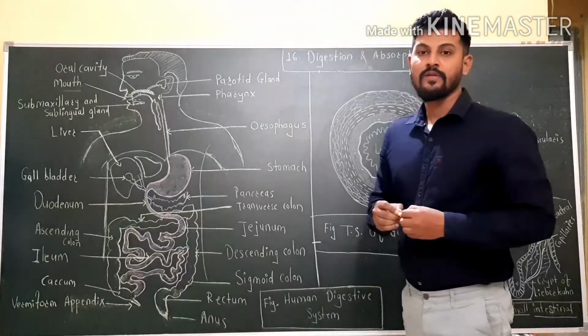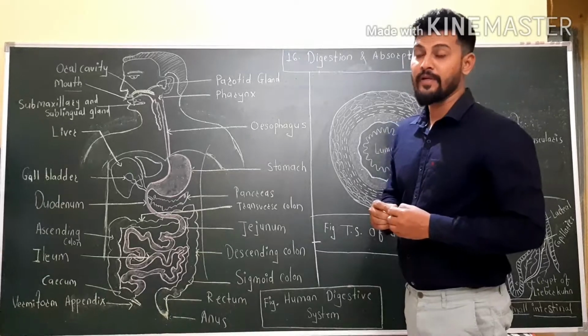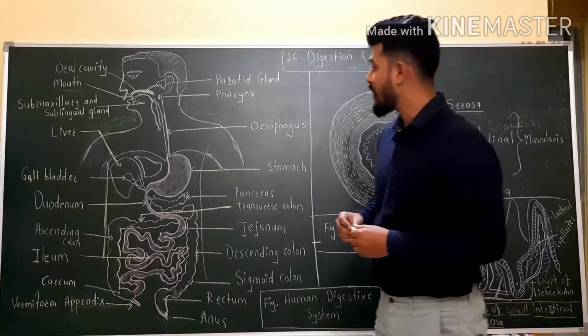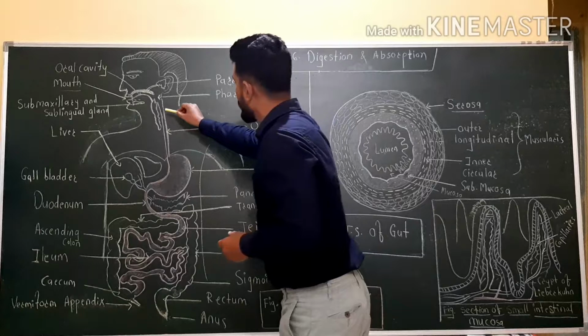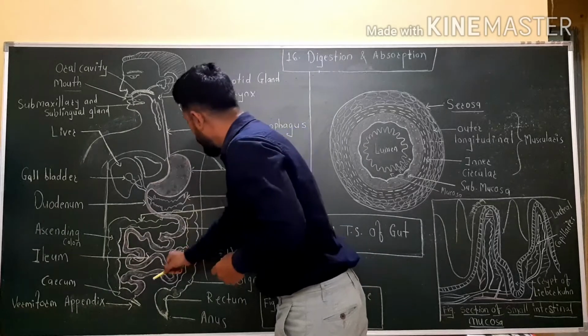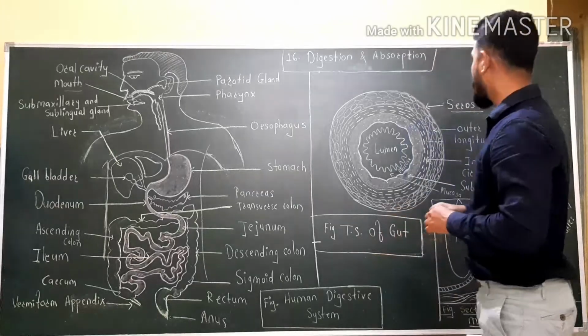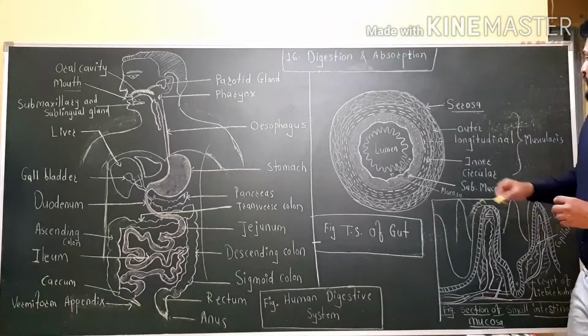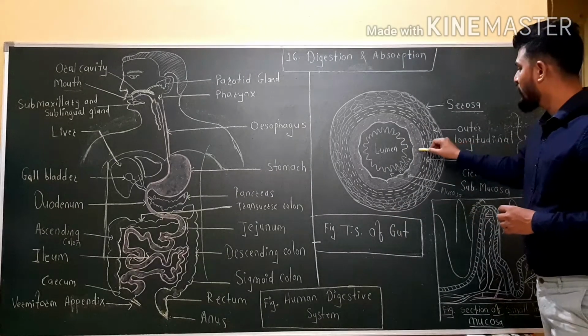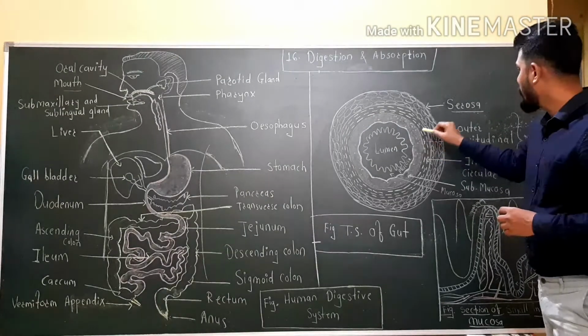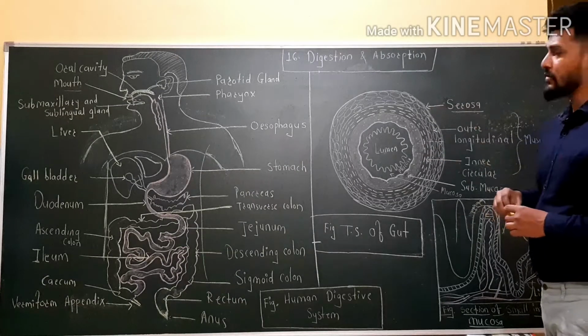So let us study the transverse section of the alimentary canal. The transverse section of the alimentary canal, from the esophagus to the rectum, shows four layers. These four layers are serosa, muscularis, submucosa and the mucosa. The outermost layer is called the serosa.